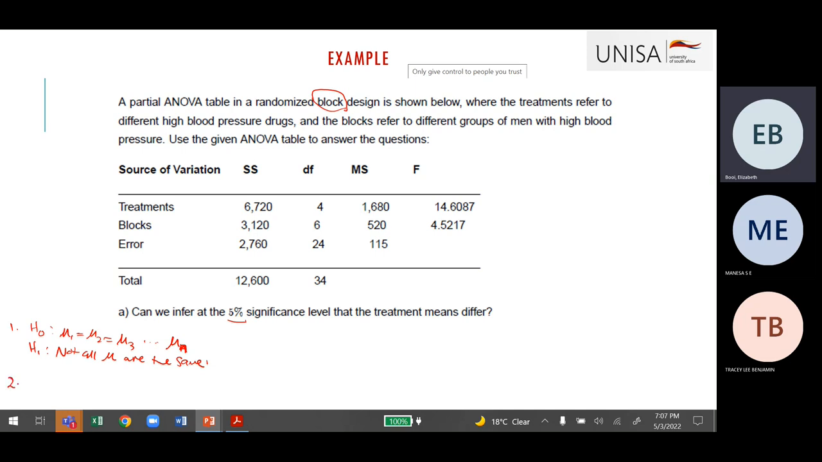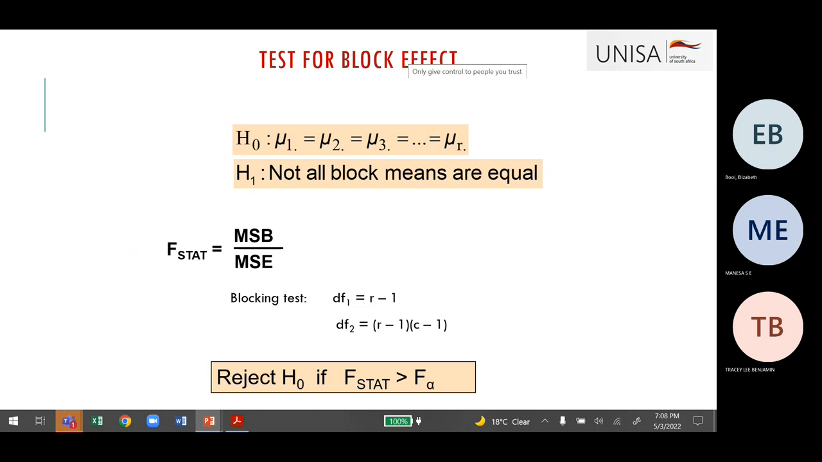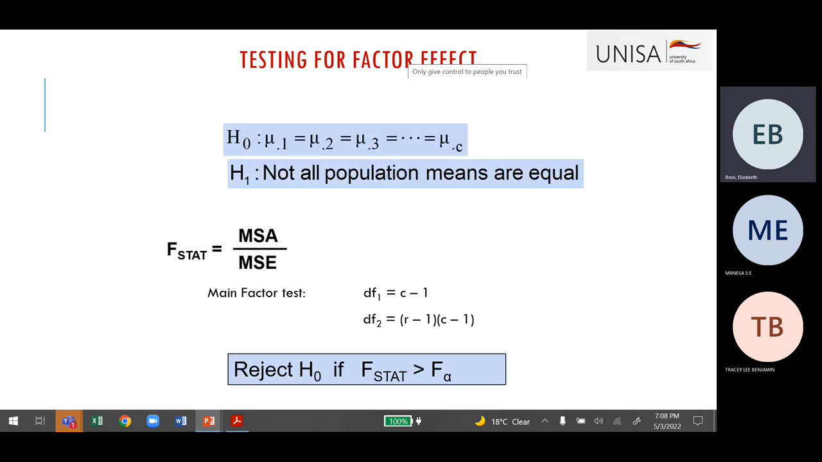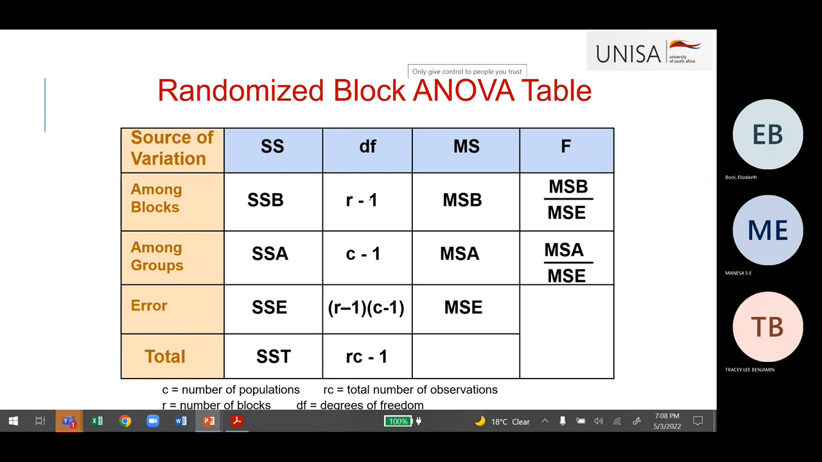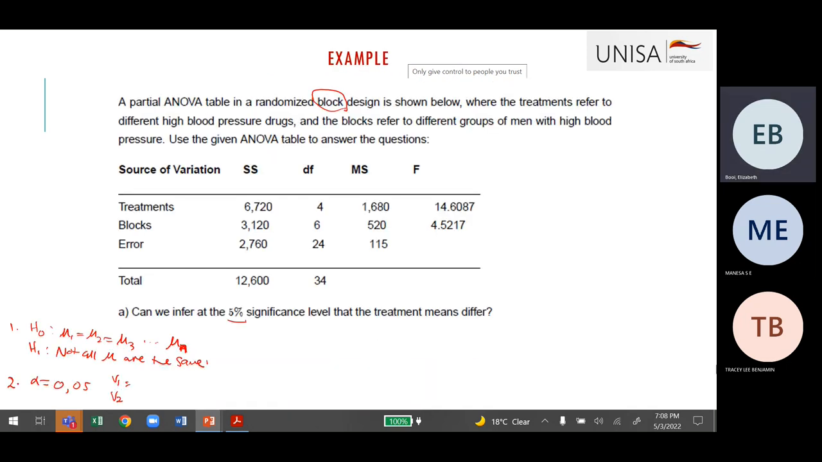We are given number two, our alpha is 0.05. Therefore, we can find our degrees of freedom or our critical value. So our degrees of freedom for V1 and V2, remember we take them from here. Now you need to be very, very careful with this. Remember now we have treatments and blocks. So you just need to always remember that blocks, it's R minus one, it will be your V1 and groups will be your V2.